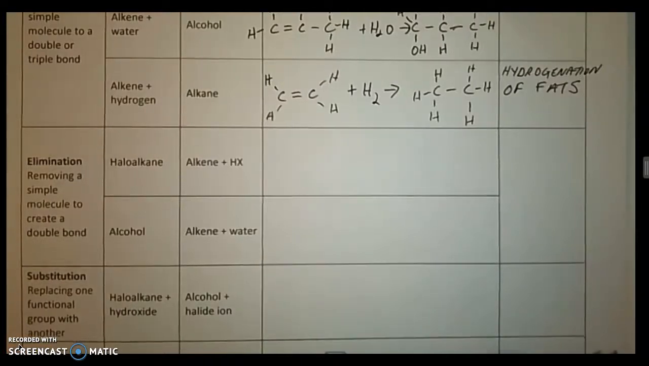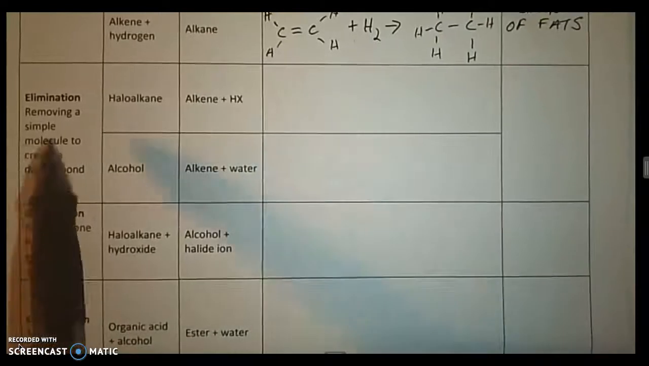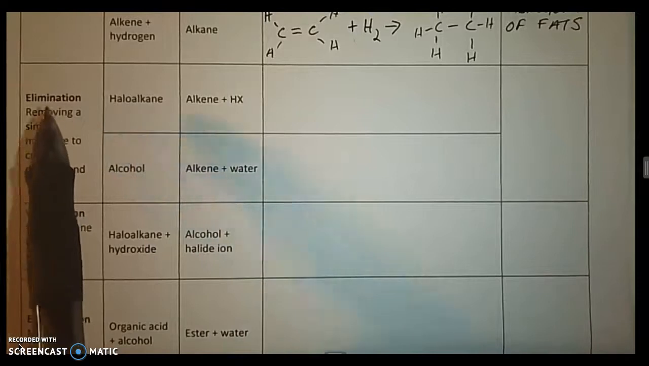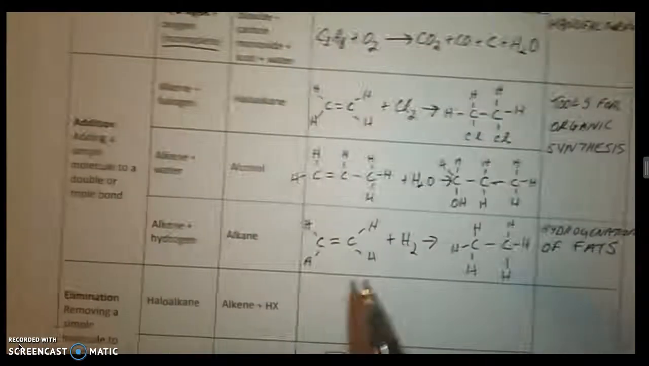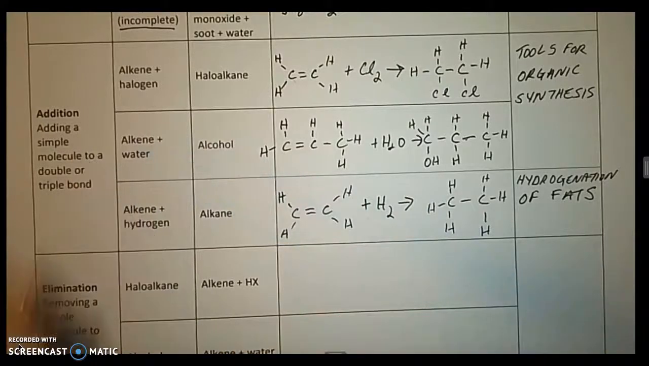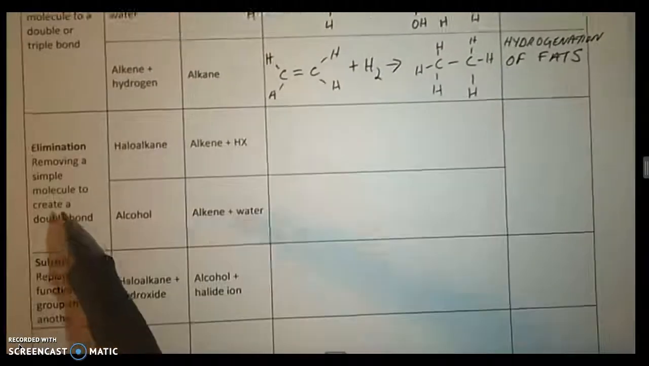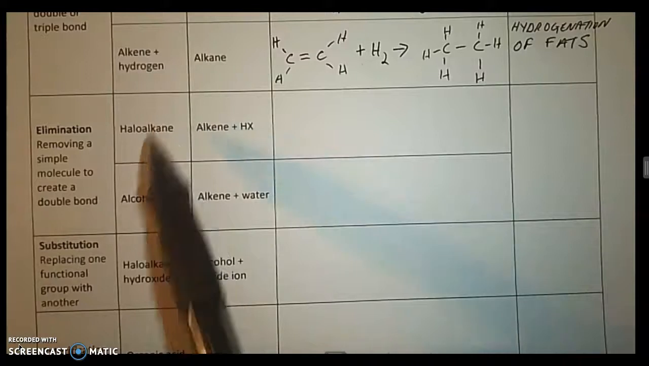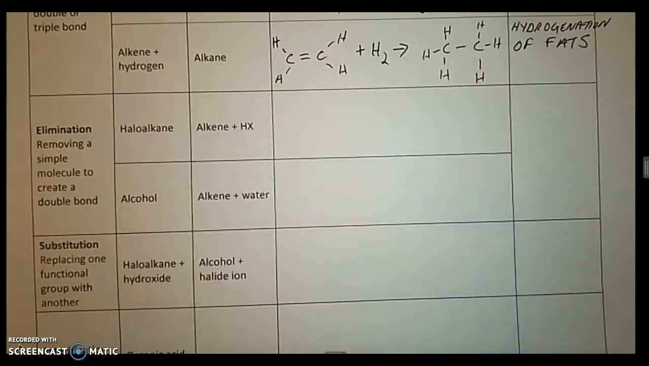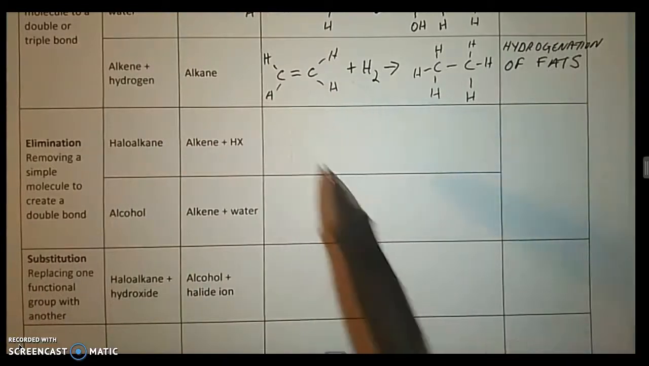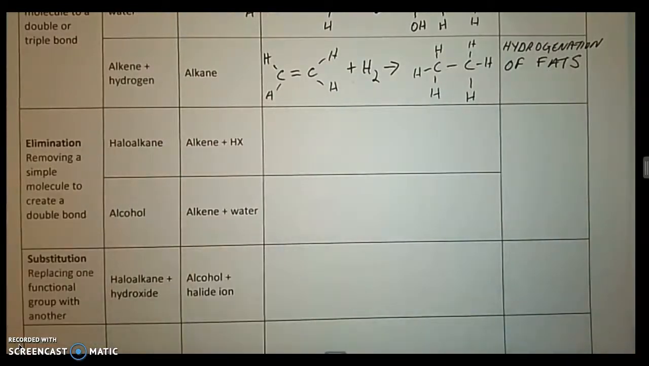So the next type of reaction we're going to talk about is called an elimination reaction. This can be thought of as the opposite of the reaction from the video before, which is an addition reaction. An elimination reaction eliminates or subtracts a simple molecule from a compound to leave behind a double bond. We'll look in a second at how that's the opposite of an addition reaction.